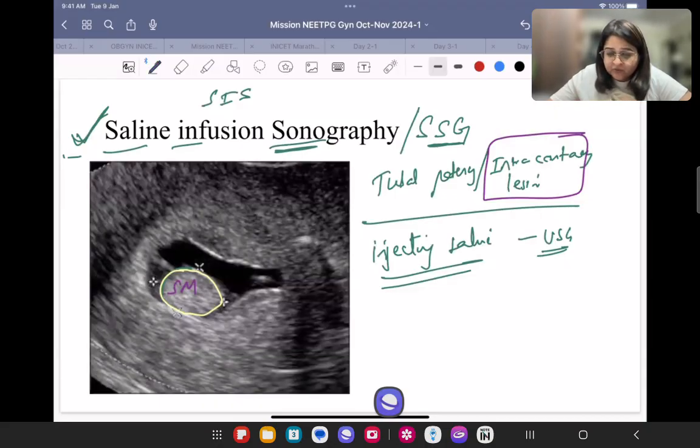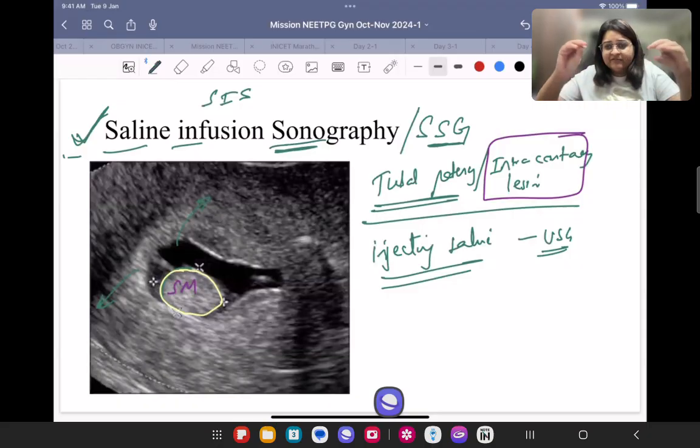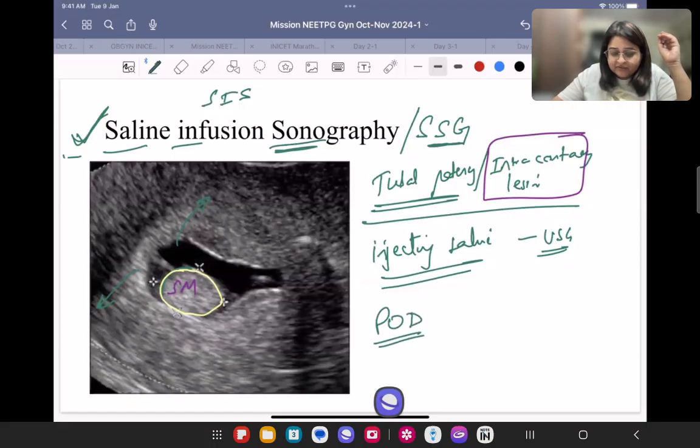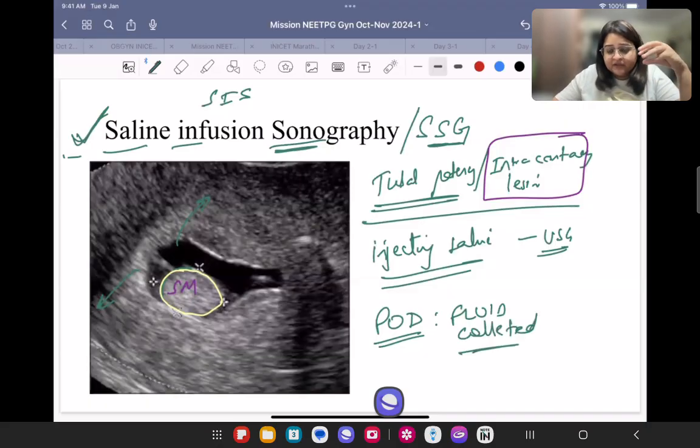And how can we make out tubal patency? तो ये fluid कहाँ जाएगा? ये fluid फिर tubes में जाएगा. Usually the tubes are very flimsy. You will not be able to see it passing through the tubes, but you will see that in the pouch of Douglas, fluid has collected. That means black. It will appear black in the pouch of Douglas behind the uterus. So if you see fluid in the pouch of Douglas during the procedure or after the procedure, you know for sure that at least one tube is patent.